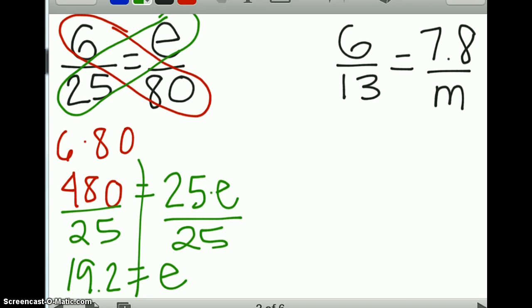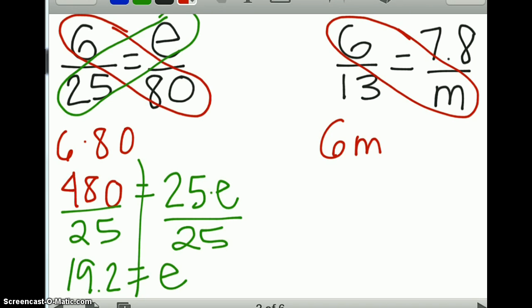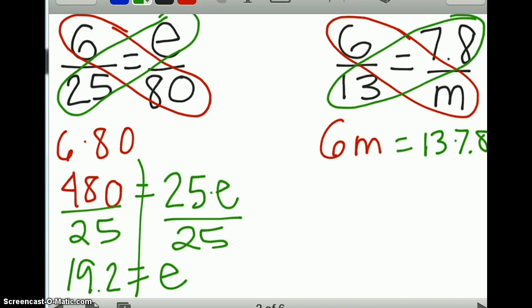All right, so I want you to try one. Do 6 over 13 equals m over 7.8. How would that happen? You have it on your calculator. You can just use that calculator. You might want to go get one from the wall if that's helpful for you. So let's see. I'm going to do these guys right here. So I get 6m.